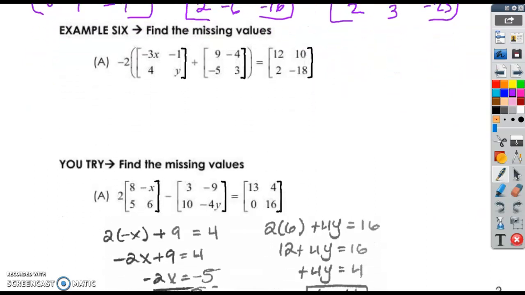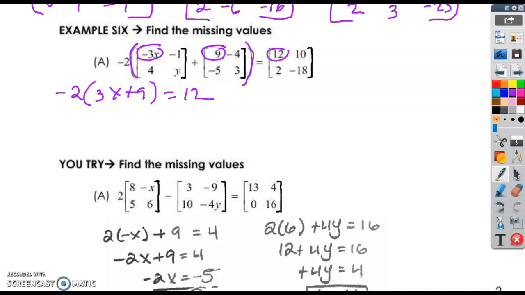So here, there's a parentheses right here. So everything in that parentheses has got to be multiplied by the negative 2. So if I'm looking for x, for example, those two terms have to be added together, multiplied by negative 2, and set equal to 12. So let me write that. Negative 2 times 3x plus 9 should equal 12.